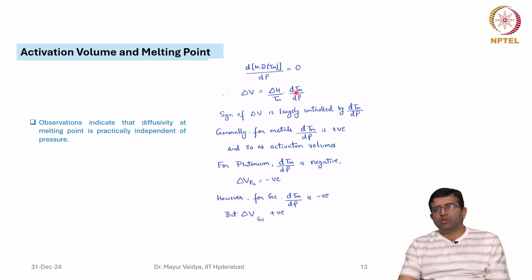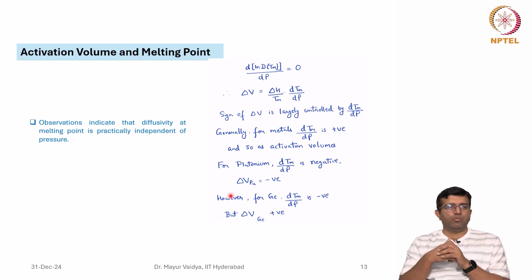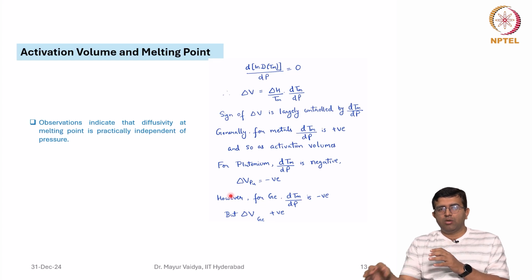So for metals, generally dTm by dP is positive. So the activation volume is also positive. For plutonium, dTm by dP is negative. Delta V is also negative in this case. However, this is not a universal rule. For example, for germanium, dTm by dP is actually negative, but the delta V is positive for germanium. So as I said, these are more empirical relations which are applicable for a large amount of systems, but there are always a few exceptions that are possible.